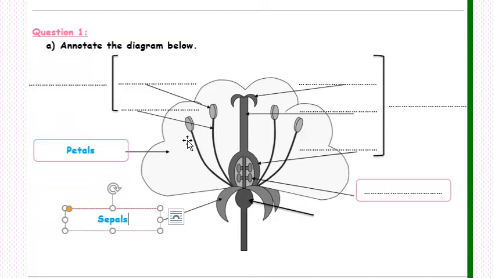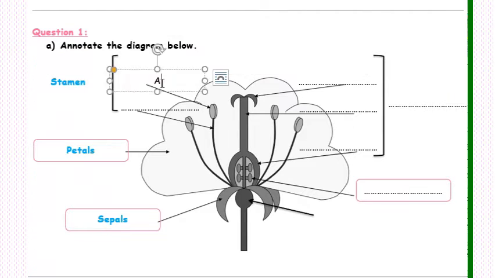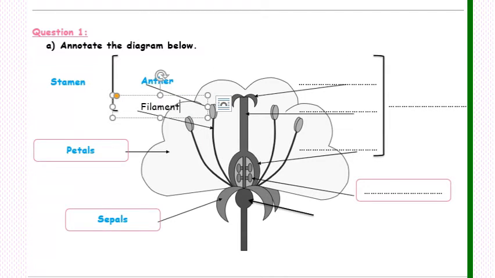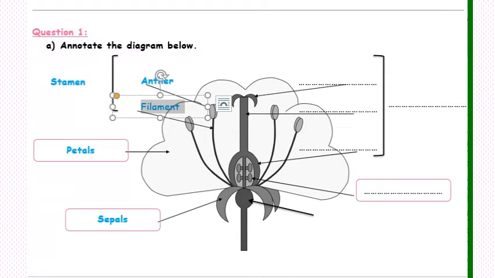Let me move right now to the stamen. So this is the stamen. The stamen, the male reproductive organ, is made of 2 different parts, which are the head, the anther, responsible for producing pollen grains, and the filament that holds this anther. So the stamen is made of 2 parts: anther and filament.